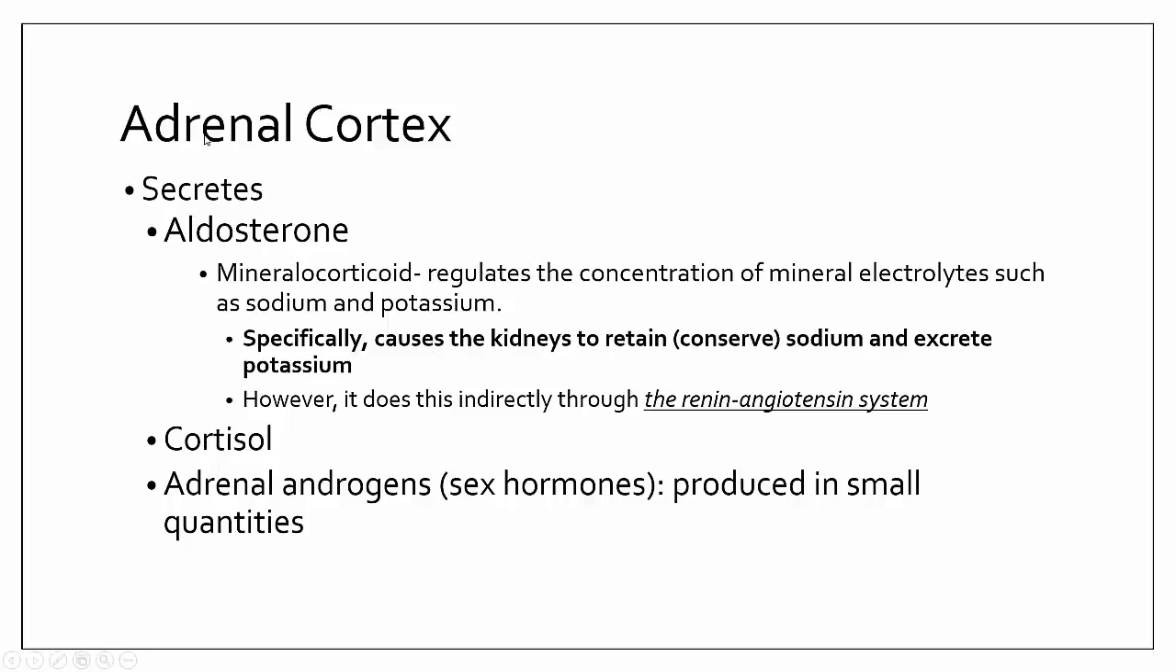The other adrenal cortex hormones are cortisol, and then some quantities of adrenal androgens. Androgens are sex hormones. They're very small quantities from the adrenal glands, but you should realize that they actually do come from the adrenal cortex to some degree.